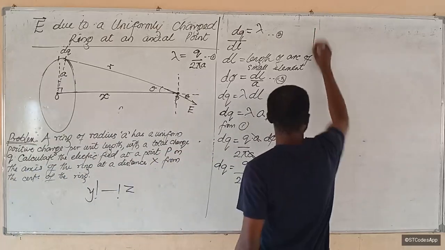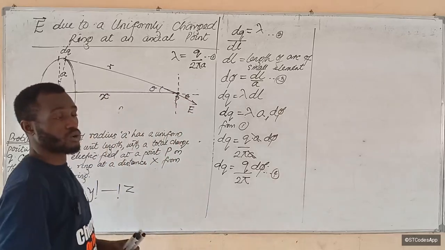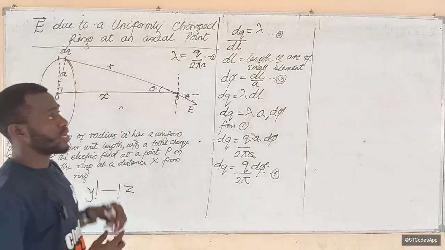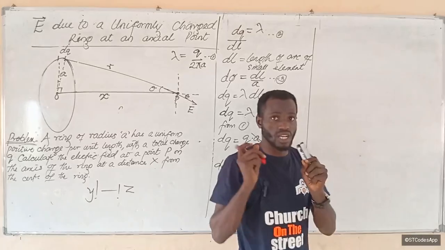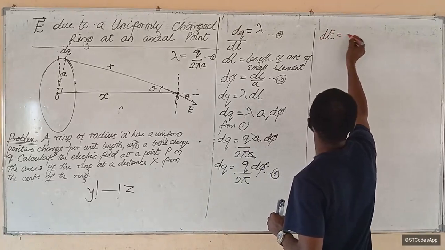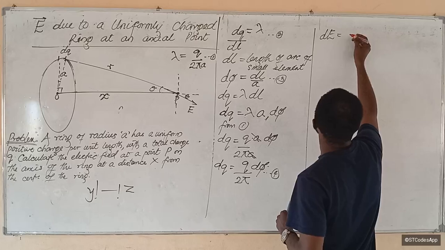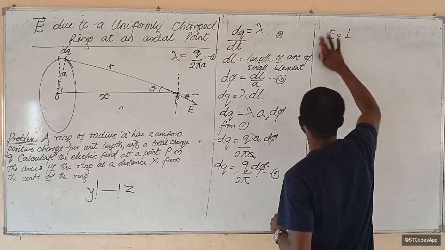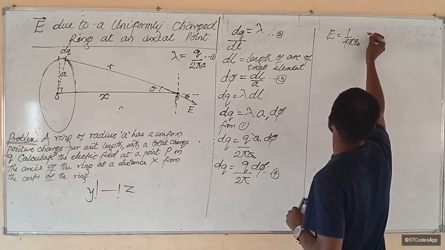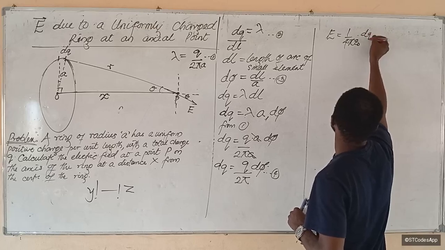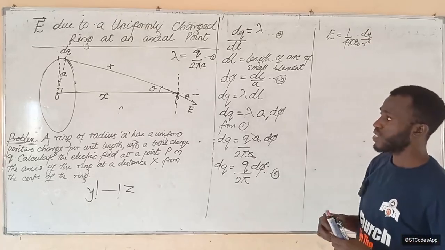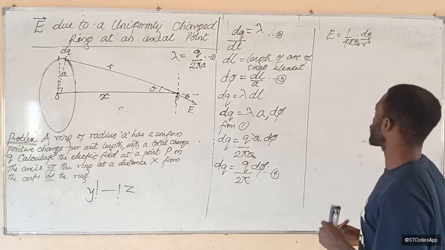Now let's recall, as we want to find the electric field due to that point. Recall that the electric field due to a tiny amount of charge is given by E is equal to 1 over 4 pi epsilon naught times dq over r squared. We already used this formula in the first equation, right? Now let's resolve our electric fields.